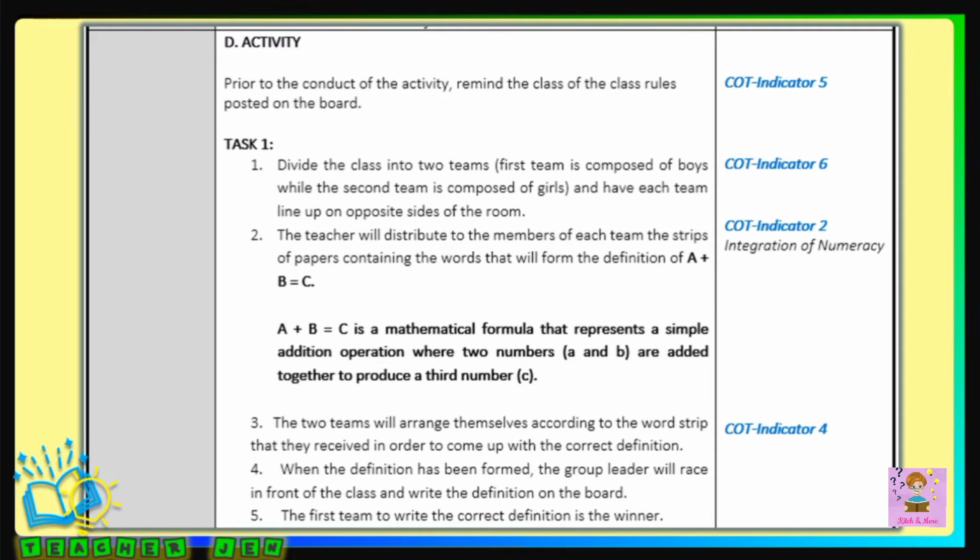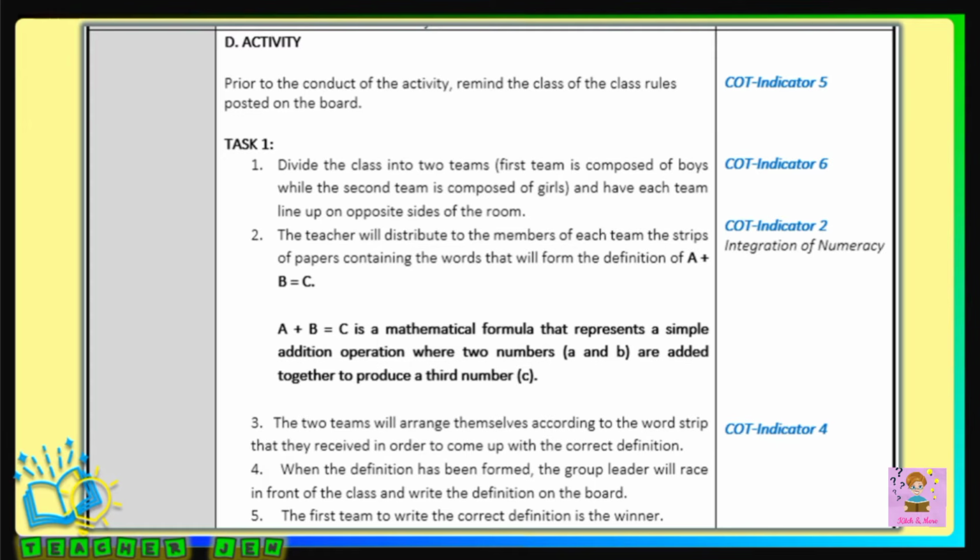As you can see, I am applying here the COT Indicator 5, Managed Learner Behavior constructively by applying positive and nonviolent discipline to ensure learning-focused environments. Here, my activity starts with a reminder of class rules posted on the board, which sets the tone for positive and nonviolent discipline in the classroom. Sa activity na ito, meron tayong teamwork and healthy competition, which encourages learners to work collaboratively and constructively towards a common goal.